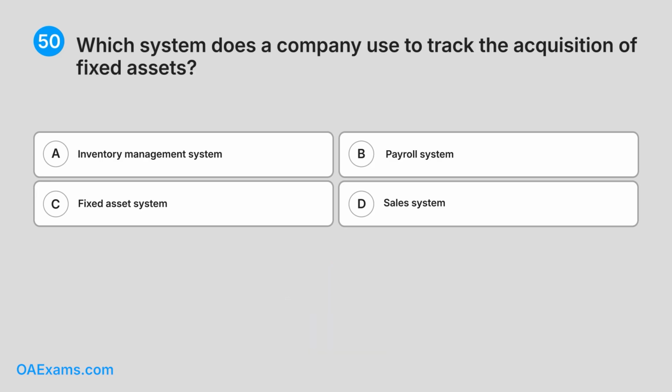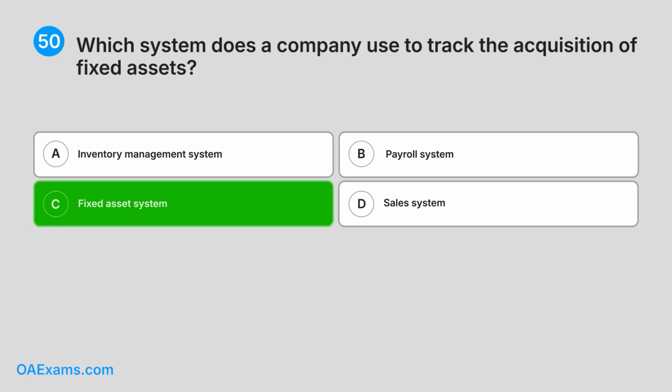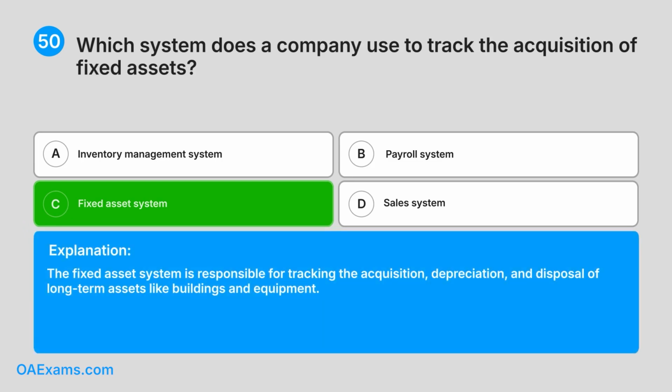Correct answer. C. Fixed asset system. Explanation: the fixed asset system is responsible for tracking the acquisition, depreciation, and disposal of long-term assets, like buildings and equipment.